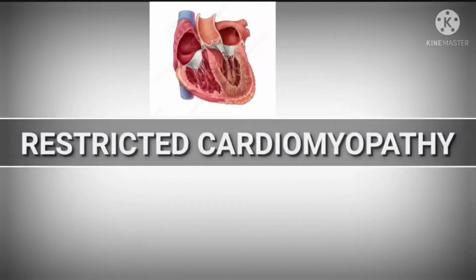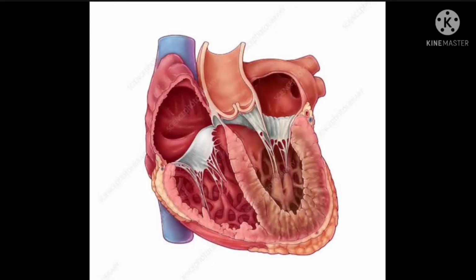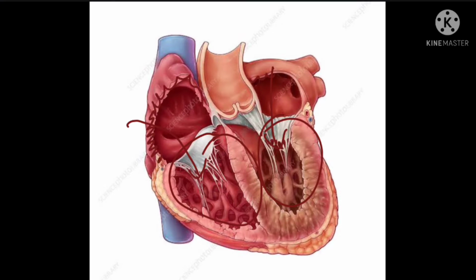Let's talk about restrictive cardiomyopathy. It is also known as obliterative cardiomyopathy. It is called restrictive cardiomyopathy because here the problem lies in restriction of dilatation of both the ventricles. And because of this restriction, both atria try to contract hard to push blood from atrium to ventricle, which leads to hypertrophy of both the atria.